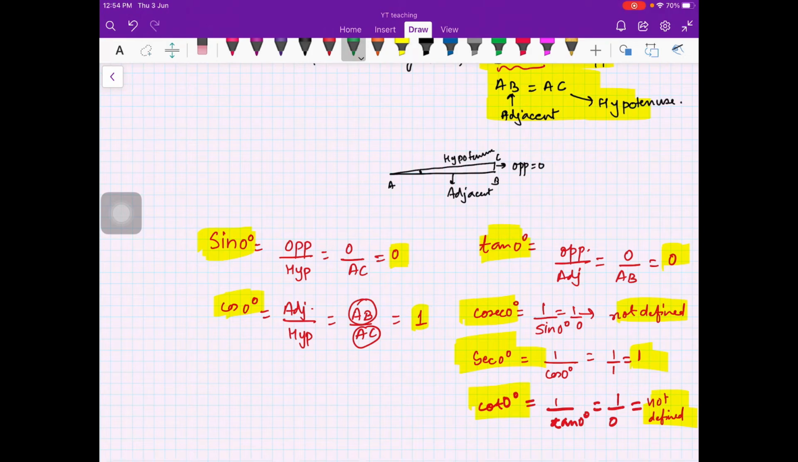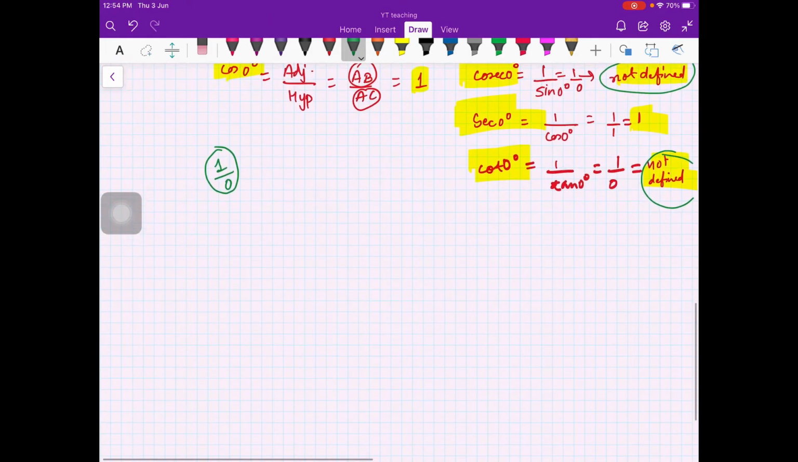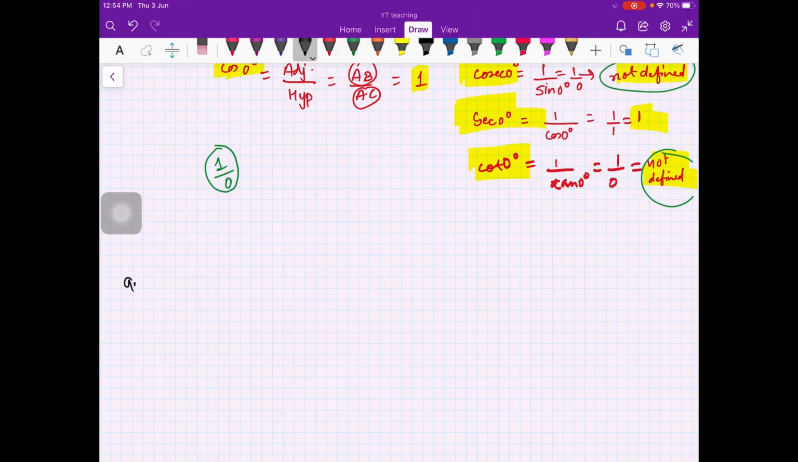Students, this term 'not defined' is new here. Why is this not defined? Because if you have a number and you divide it by 0, you don't know what this number is. That is why we put it as not defined. Okay, now let us look at the trigonometric ratios of 90 degrees. So now let us focus on 90 degree. Again, you will start with the triangle ABC.